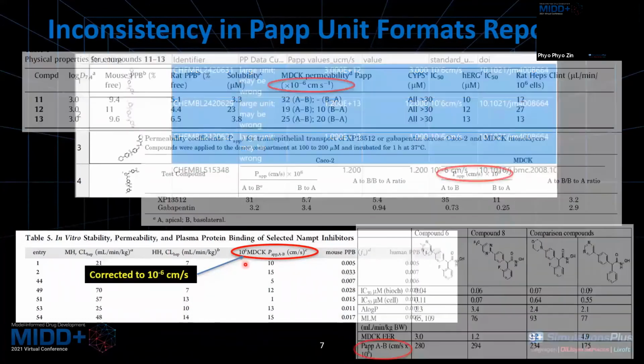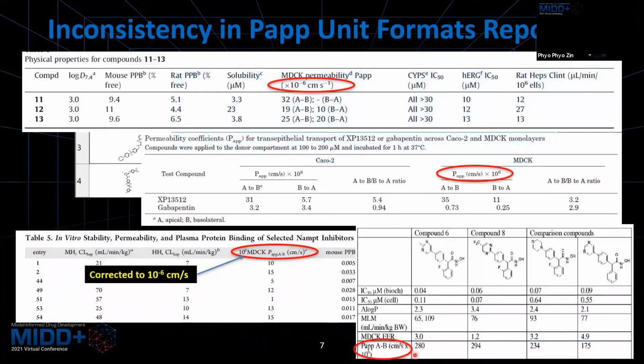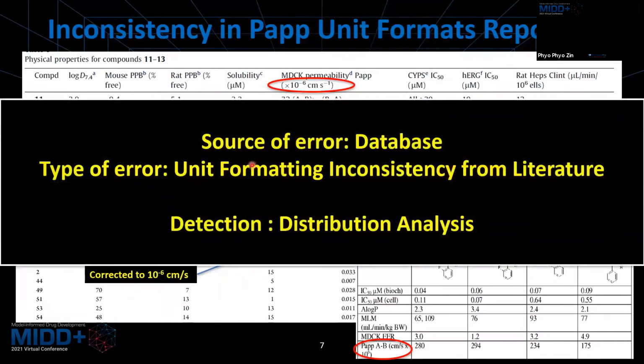I'm going to show you some more examples. This is also how it is reported here. The formatting is slightly different, and you can also see that here. This is the most common unit format that we saw in the literature. This type of mistake is actually coming from the database, but it comes because of the unit formatting inconsistency in the literature, and these can normally be detected by distribution analysis because they tend to fall outside the distribution range of the majority of the dataset.